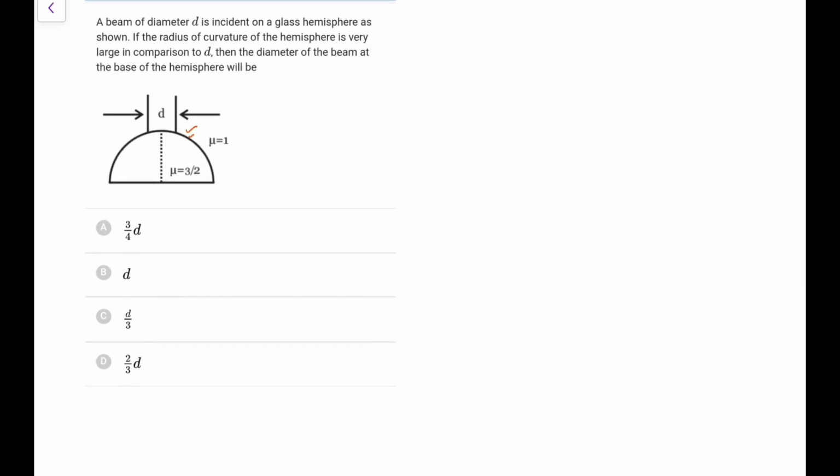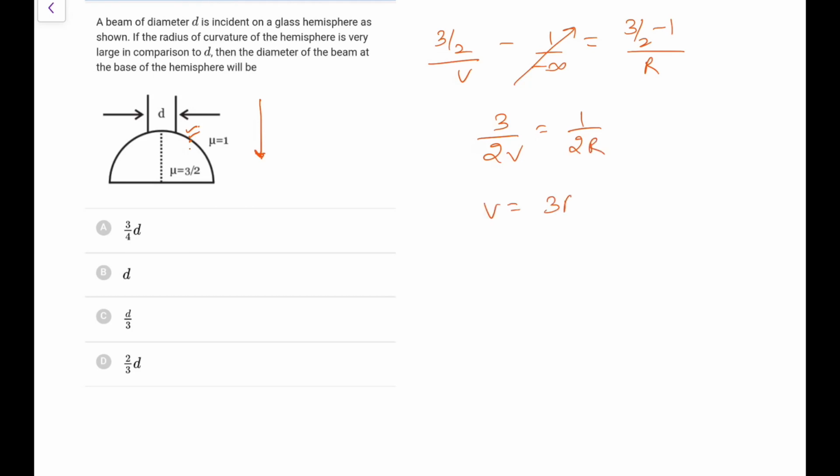First of all, for this surface between air and glass, I will write the refraction equation. n2 by v, that is 3 by 2 by v, minus 1 by infinity, equals 3 by 2 minus 1, because this is the incident direction, radius will be positive, it would be r. So 3 by 2v is equal to 1 by 2r. So v here comes out as 3r. So this is r, and this would be 3r.